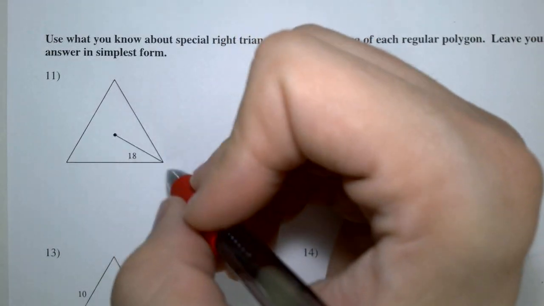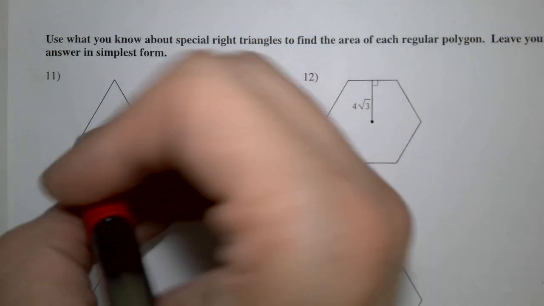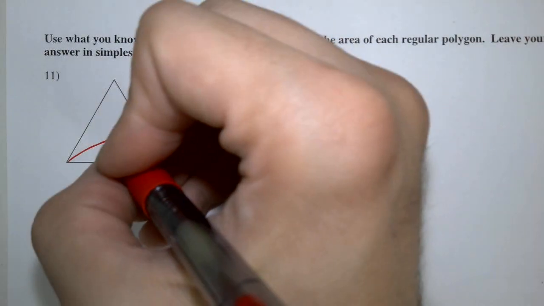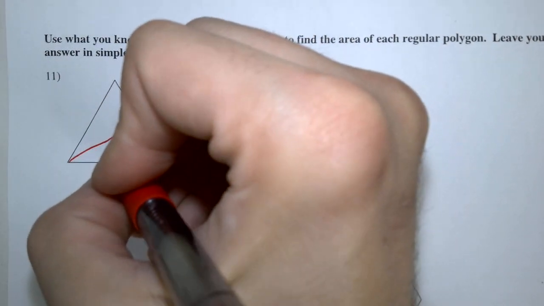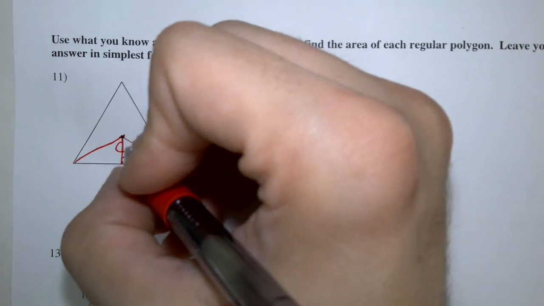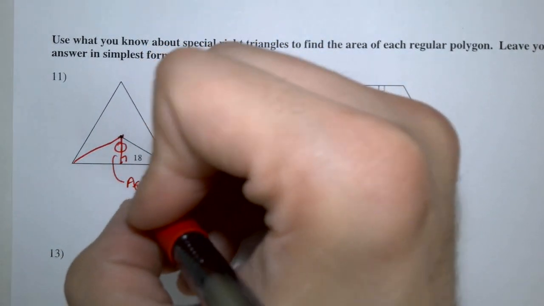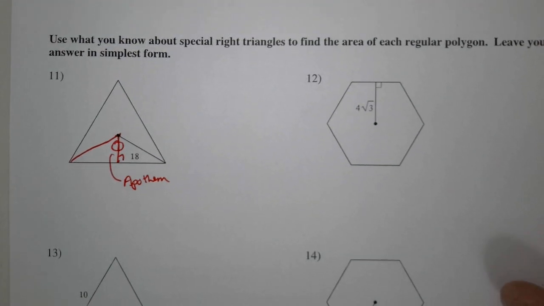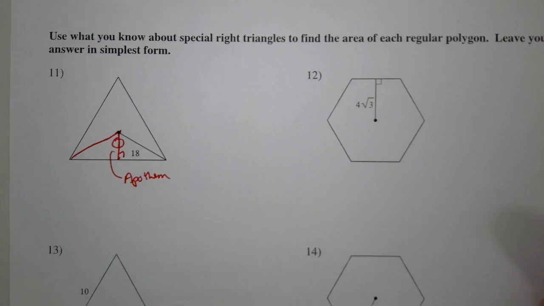18 is not the apothem. Okay, so this one I'm going to use my idea of, can I find this apothem that I just drew here, right here? That is the apothem. And it says use your information about special right triangles. So we're going to have to do quite a bit of work for these, and the video just got a little bit longer because of that, sadly.